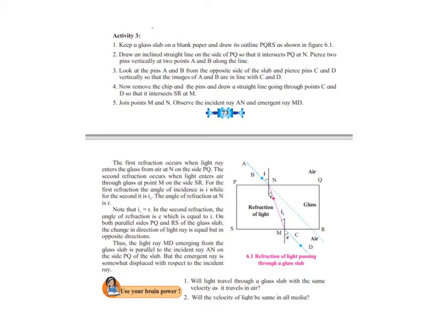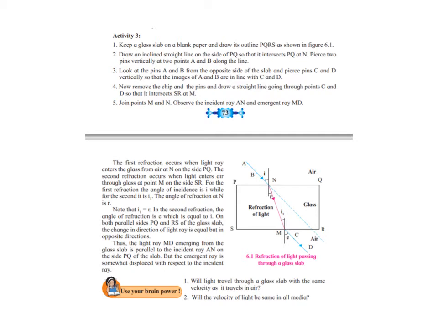Now remove the slab and the pins and draw a straight line passing through points C and D so that it intersects SR at M. Join the points M and N and observe the incident ray AN and emergent ray MD.